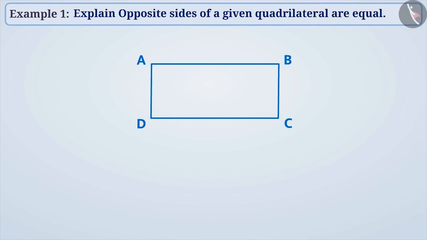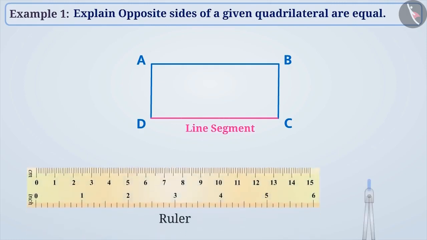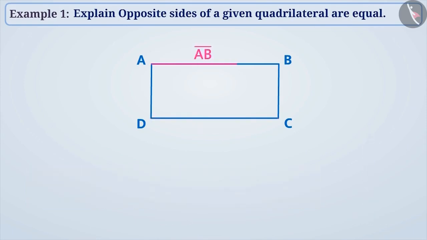The easiest way to find out is to measure the length of each line segment. To measure the length of any line segment, we need a ruler and a divider. Suppose we have to measure the length of the line segment AB. We will place one pointed end of the divider at point A and open the divider and place its other pointed end at point B.